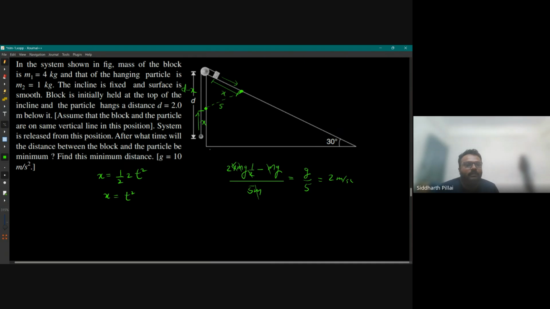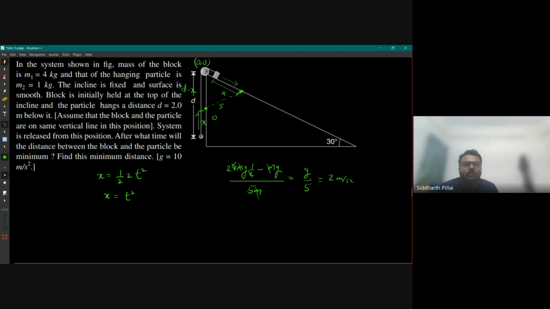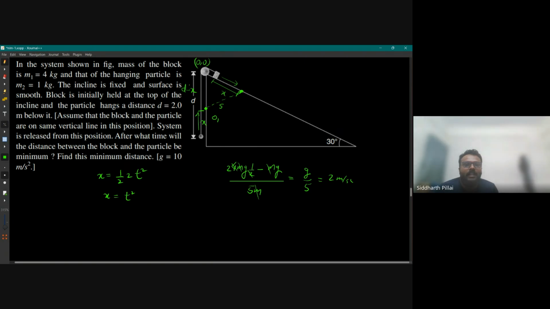Now, there are different ways you can do this. I will use the coordinates. I'll write down the coordinates of these two points, of this particle and this mass. Let's say the pulley is the origin. This point will be 0 comma minus of d minus x. So I'll just write it as x minus d.